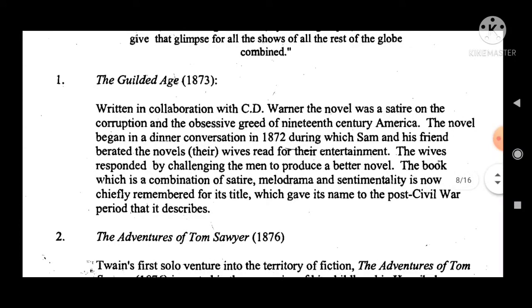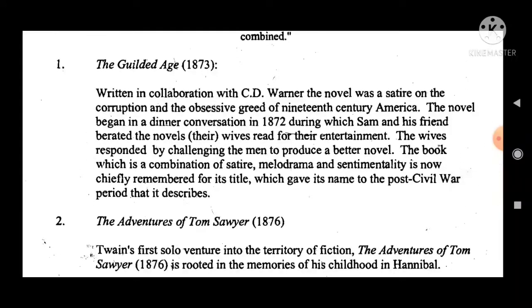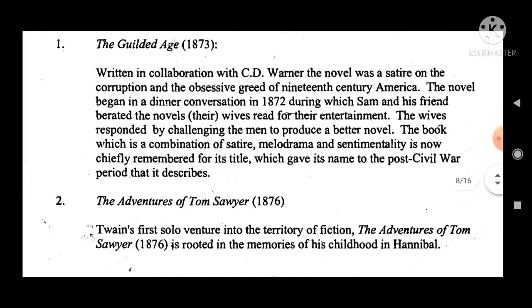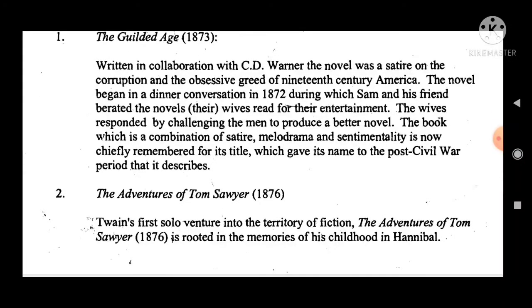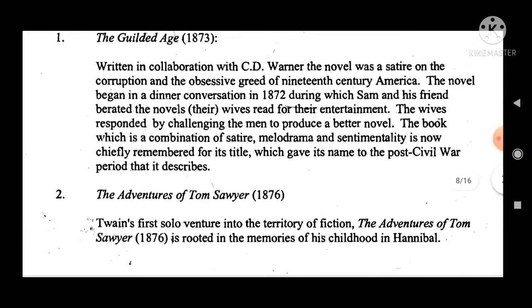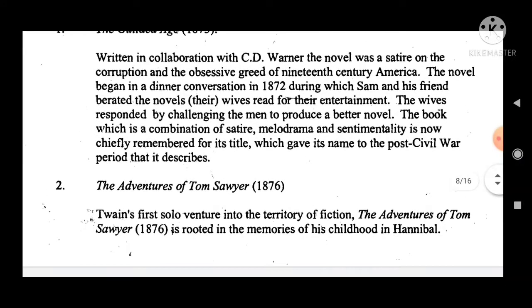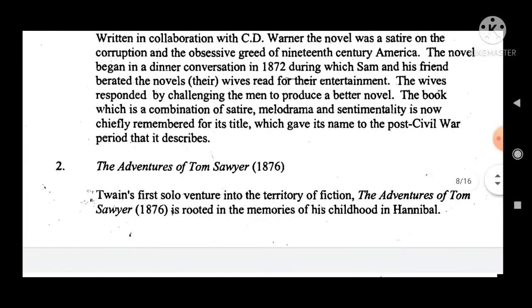Then The Gilded Age 1873. Written in collaboration with C.D. Warner, the novel was a satire on the corruption and the obsessive greed of 19th century America. The novel began in a dinner conversation in 1872 during which Sam and his friend berated the novels their wives read for their entertainment. The wives responded by challenging the men to produce a better novel.